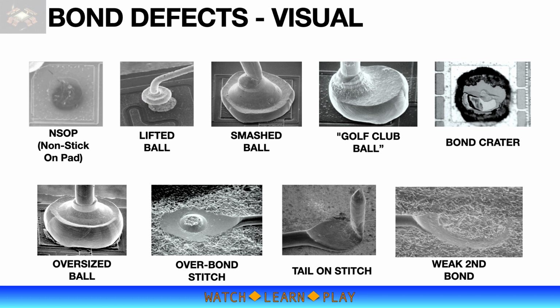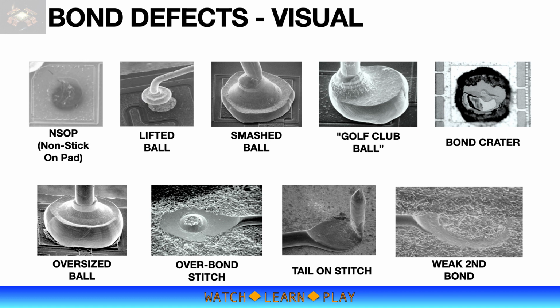The first image is an example of a non-stick on pad, or NSOP defect. This is one of the most common bonding problems. On this defect, there is an impression of the pre-air ball impact onto the bond pad, but the first bond did not stick. Usually the mash ball will be present on the lead. If there's no impression on the bond pad, it could likely be that the bond pad is passivated or the bond was off target.